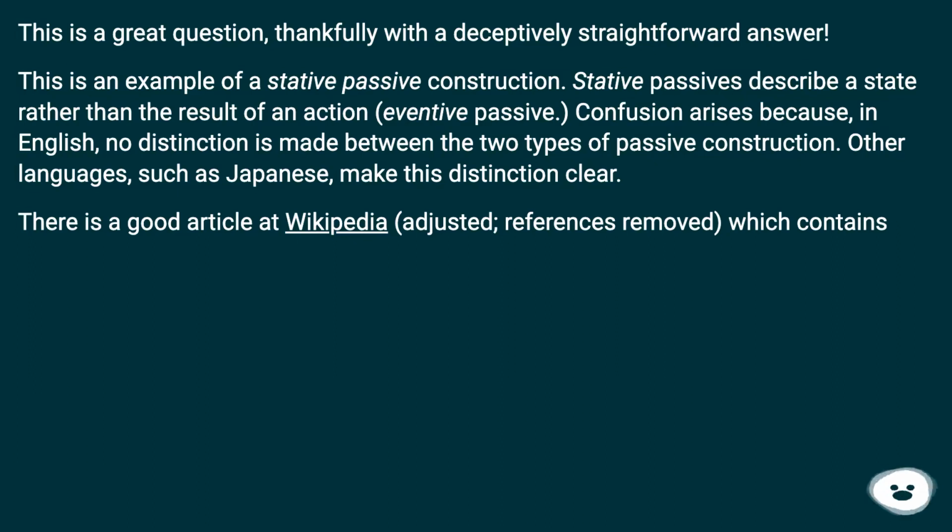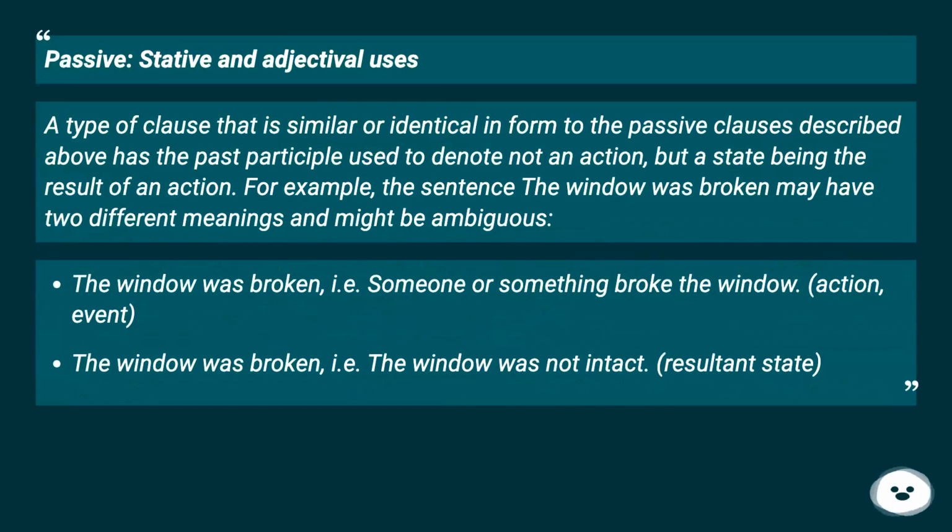There is a good article at Wikipedia, adjusted, references removed, which contains passive, stative and adjectival use. A type of clause that is similar or identical in form to the passive clauses described above has the past participle used to denote not an action, but a state being the result of an action. For example, the sentence "the window was broken" may have two different meanings and might be ambiguous.